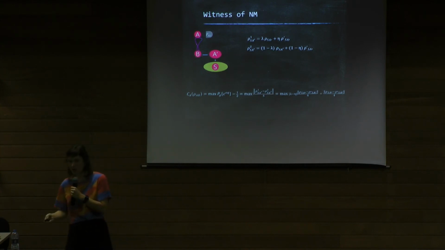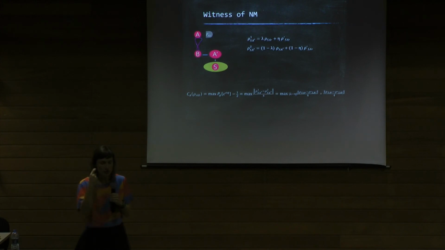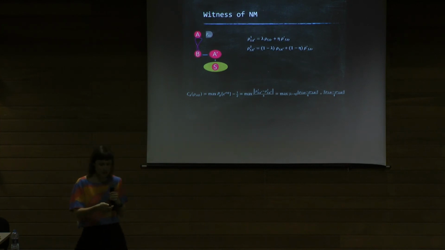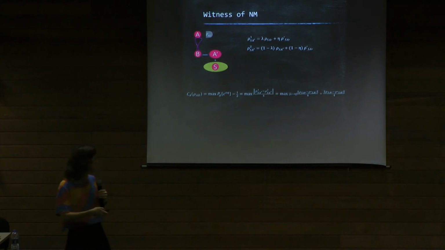So we know how to construct the states, and not only this, a trace norm is a problem that can be done with a semi-definite problem. It's a semi-definite problem, so you can calculate it efficiently. So we know how to construct the states, and you can calculate the correlation measure efficiently. So I think these are good points for this measure, okay?